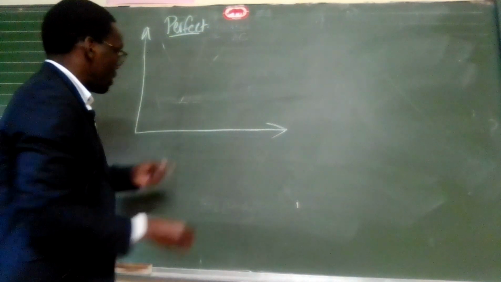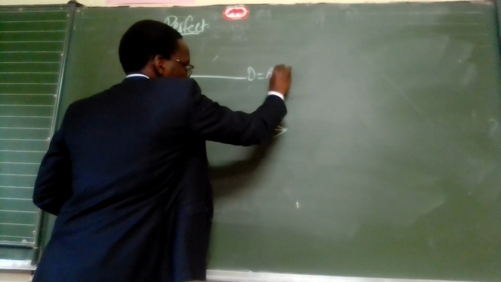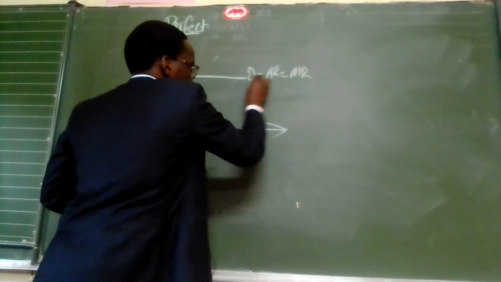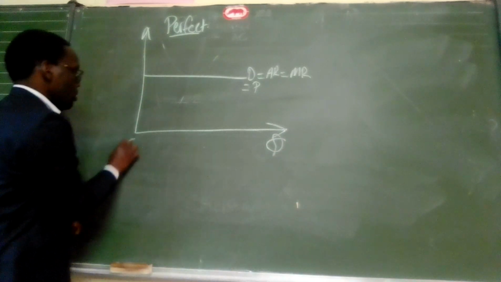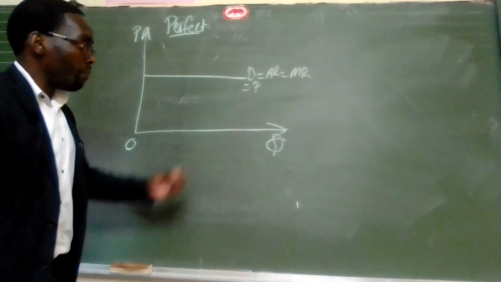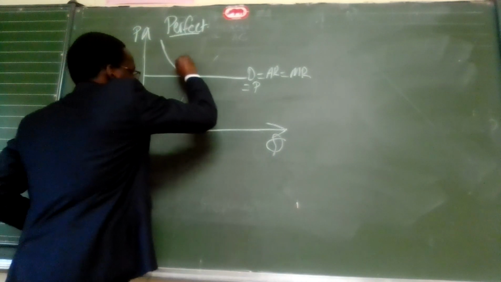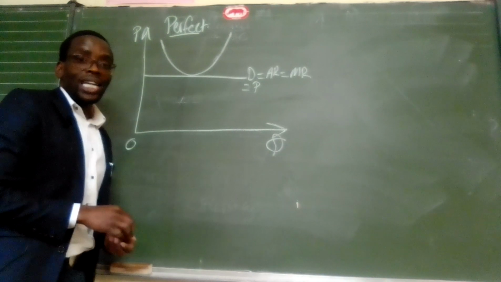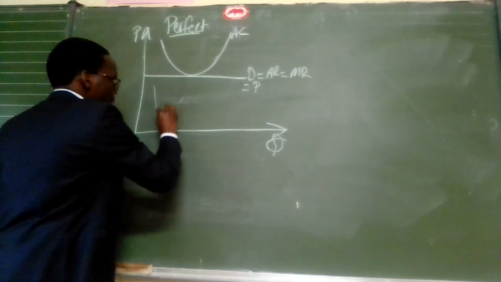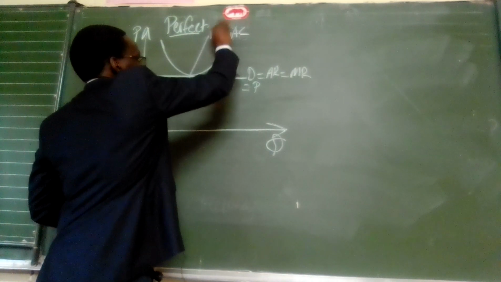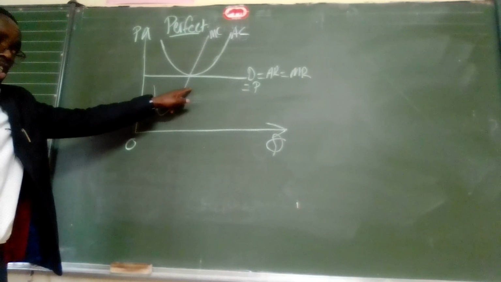Okay, and then in the perfect market, D is equal to AR, which is equal to our MR, which is equal to our price. Okay, and that's our quantity, origin, and that's the price. So if this firm is in the long run, we said it makes normal profits, which means my AC is going to be in tangent with my AR curve. And then my MC is going to cross the AC at its minimum. Okay, this is the position in the long run.